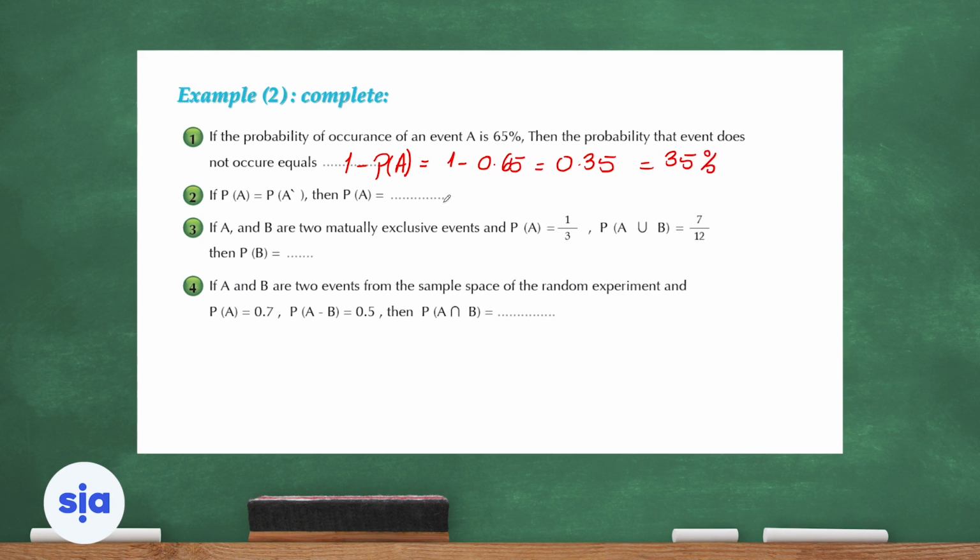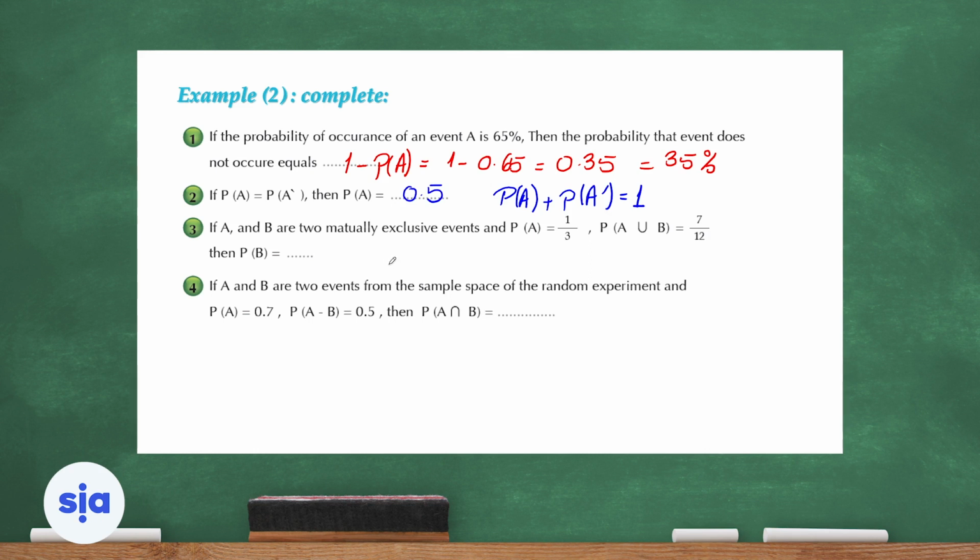Question 2. If P of A equals the probability of the complement of A, as you all know, the probability of A plus the probability of its complement is always equal to what? Yes, always equal to 1. So if they're equal to each other, then each one is 0.5.